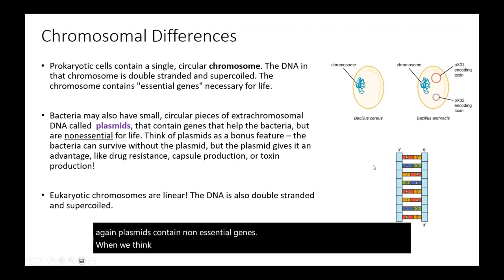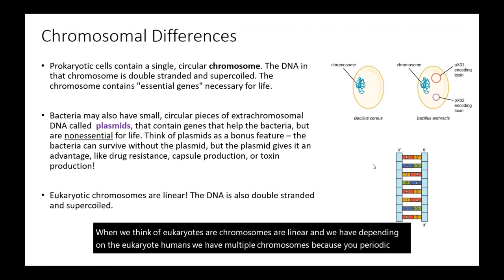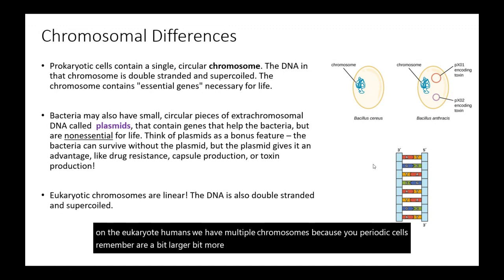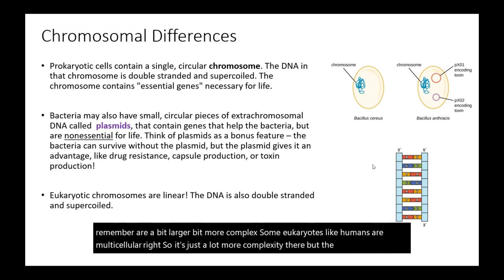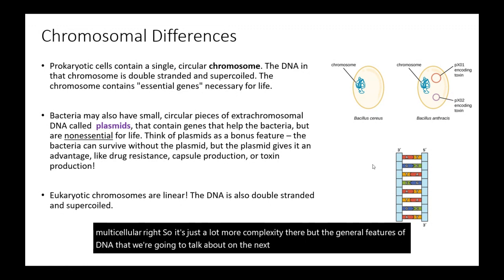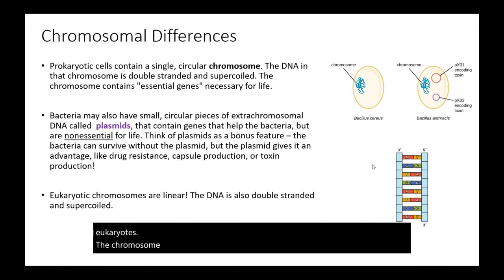Now, when we think of eukaryotes, our chromosomes are linear, and depending on the eukaryote, like humans, we have multiple chromosomes, because eukaryotic cells, remember, are a bit larger, a bit more complex. Some eukaryotes, like humans, are multicellular, so it's just a lot more complexity there. But the general features of DNA that we're going to talk about on the next slide are the same, but for eukaryotes, the chromosome is linear. But that DNA is still double-stranded and supercoiled. So let's dive into more of those details, shall we?